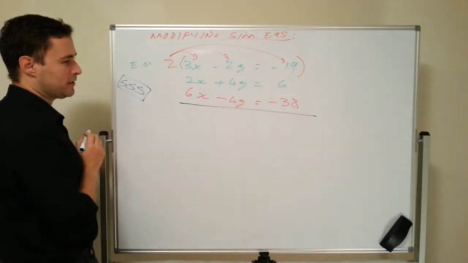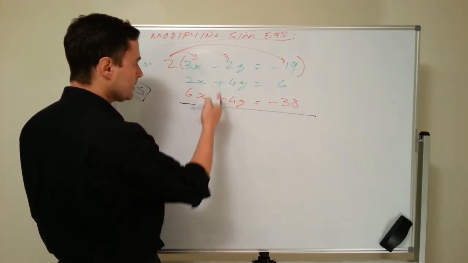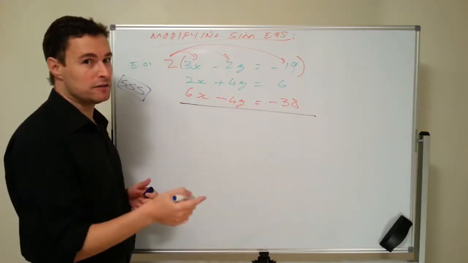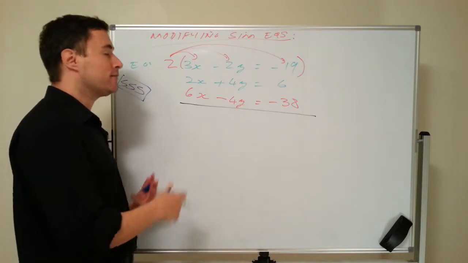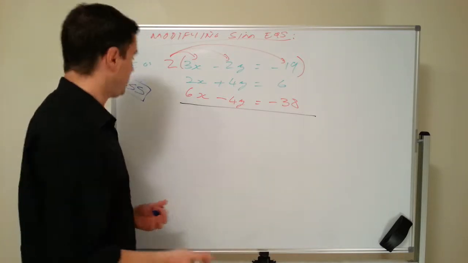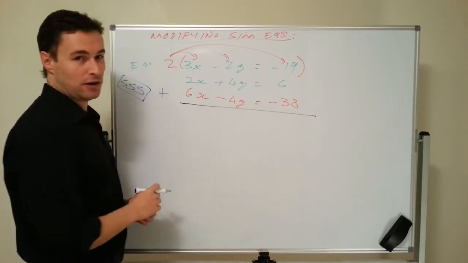Right, so that's my alliteration. If the signs are the same, I subtract. So what are the signs? Plus, minus. The signs are different. So if the signs are the same, I subtract. Well, if the signs are different, I must add. You with me? So I'm going to add these two columns.